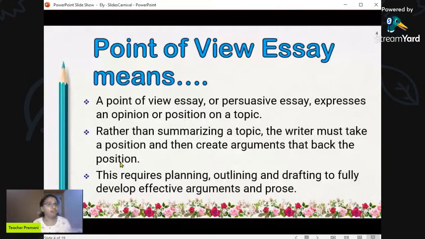Okay, so next, to write a point of view essay, you are required to plan it, outline it and draft it. But I know there is a problem. It's exam time, teacher. We don't have much time to do the planning. That's why I keep on repeating from the part one essay class: you got to practice from now. At least do a few practice questions of planning.